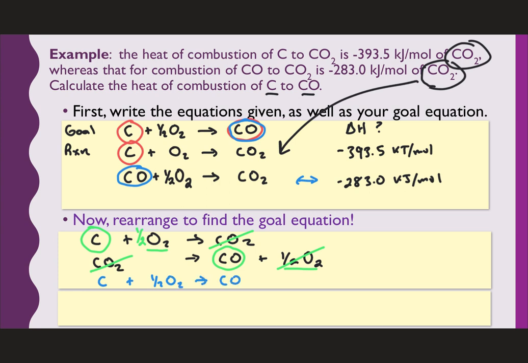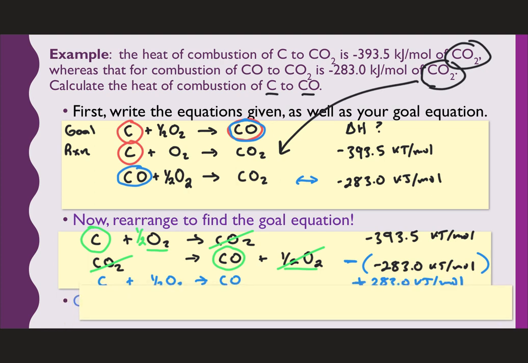Now let's look at our values for our numbers. We did not change the first one, negative 393.5 kilojoules per mole, so that stays. And the negative 283.0 kilojoules per mole, we had to reverse that. So I'm going to change the sign and multiply by a negative, which in this case would make it a positive 283.0 kilojoules per mole. So if you want to pause and calculate, let's go ahead and reveal the answer.